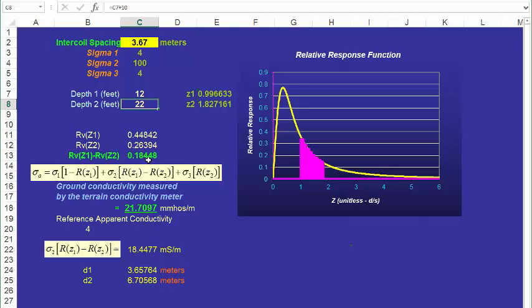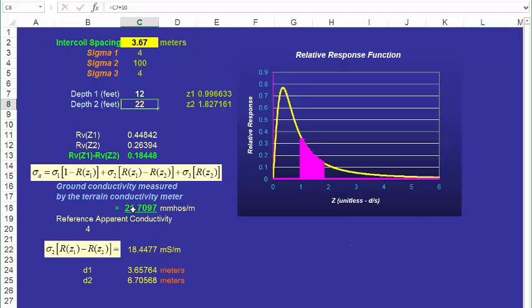And that R1 minus R2 is 0.18. So it is a relatively small number, but Z equal to 1.5, 1.5 times the intercoil spacing, is right in the middle here. So this is the sweet spot. We know that we really should be able to use the EM31 in this case, no problems.